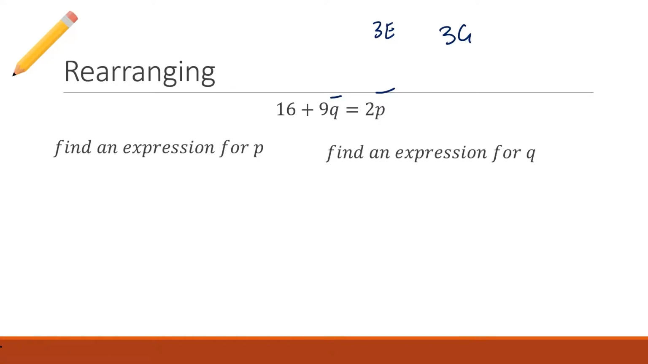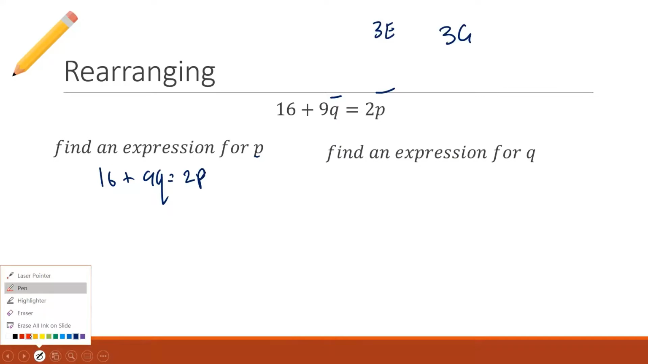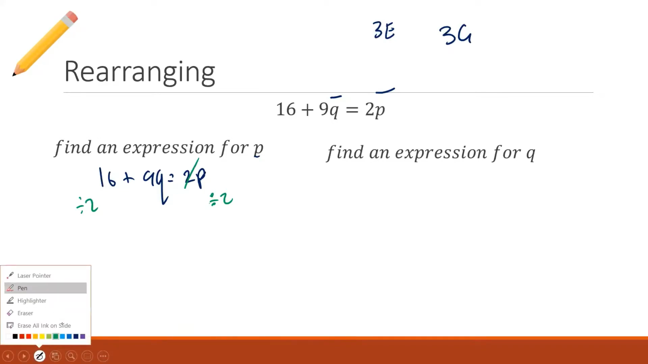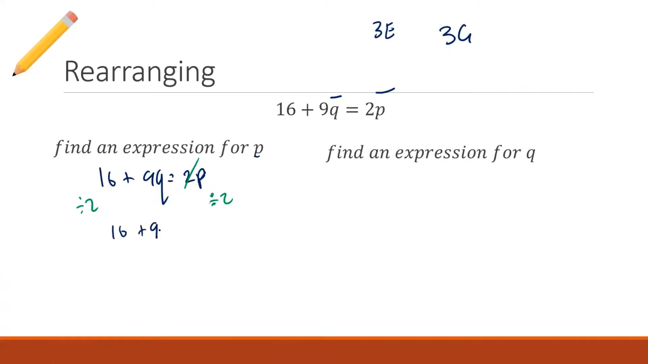Let's do two types of things here. Let's find the expression for P and find the expression for Q. So 16 plus 9Q equals 2P. We want to find the expression for P, which means you want to make P by itself. Really quickly, can someone tell me what I need to do to get P by itself? What's the first step? Divide everything by 2. Beautiful. Because there's a 2P, if I divide everything by 2, that's going to cancel that out. What that's going to give me is 16 plus 9Q divided by 2 equals P.